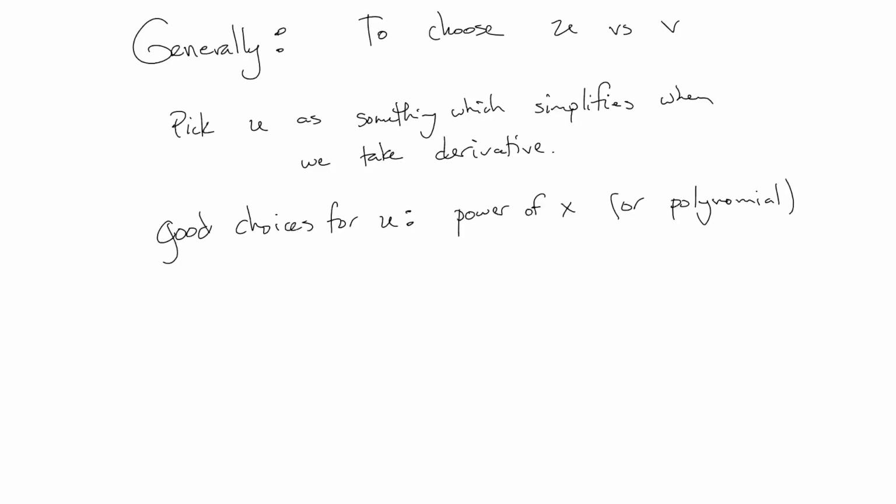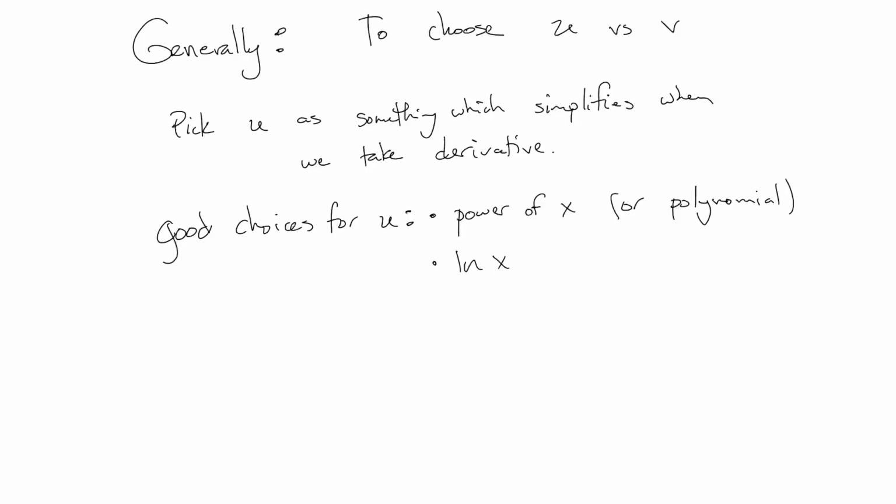Another good choice for u is ln of x. It didn't come up in that example, but if you see ln of x, that's kind of a weird function by itself, but when you take the derivative, it becomes 1 over x, which is a lot easier to handle, all right? So these are good choices for the u.